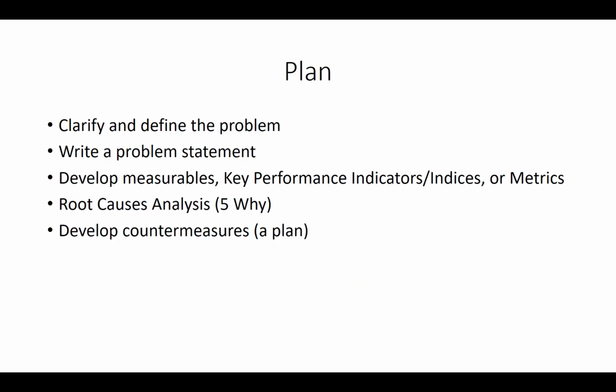So in our plan step, we define this problem. We clarify the problem. We write that good problem statement. We decide what are the relevant measurables, our lead indicators, our lag indicators, key performance indicators or indices, metrics. What is the stick against which we're going to measure? We go through our five why, our root cause analysis. We'll talk about that in a little bit. And we'll develop our countermeasures, our initial plan.